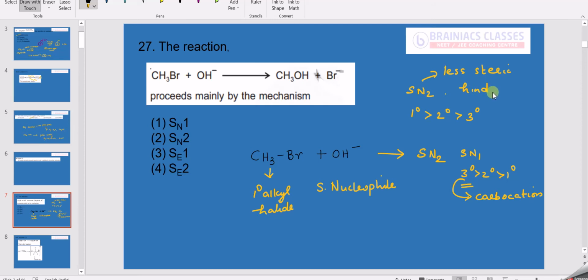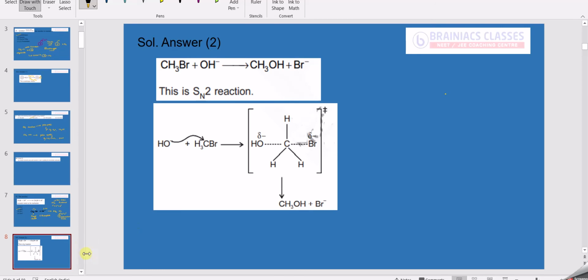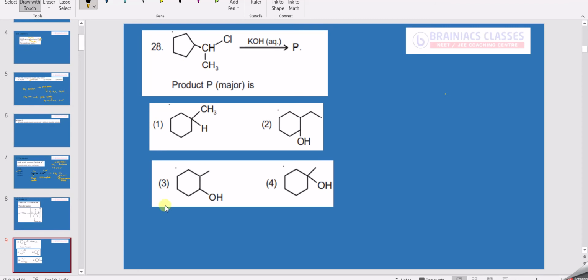And in SN1 what is the main factor? We can say stable carbocation is the main factor that governs the reaction. So in this one the answer should be which one? SN2 mechanism. Clear? It's a 1 degree alkyl halide and a strong nucleophile. I hope it is clear. Now we'll go to the next question. Go through this question.